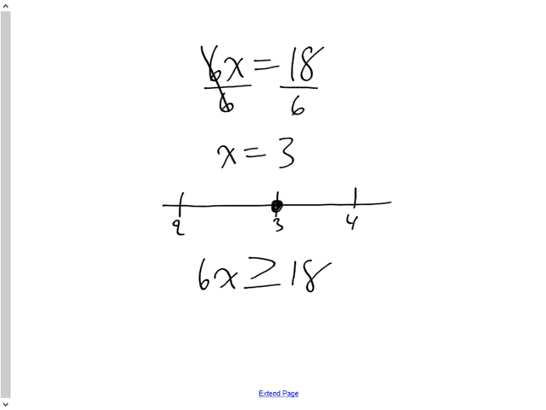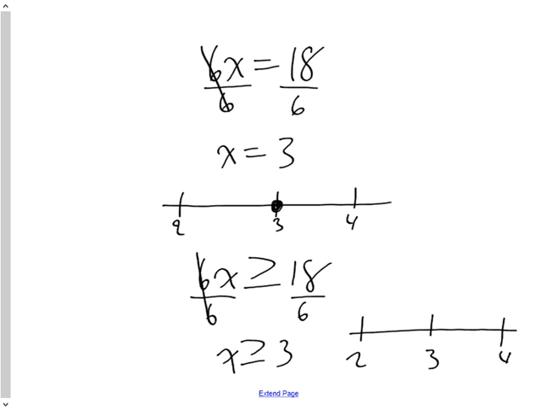However, in the second example, all values multiplied by 6 are greater than or equal to 18. Same process for isolating for x. The only difference is all values greater than or equal to 3 is your solution. So on my number line, if I put my closed boundary point, all values greater than or equal to 3 means that any number from 3 outwards are values that are true in the inequality 6 multiplied by a number is greater than or equal to 18. Any value greater than 3 or 3 itself will work.